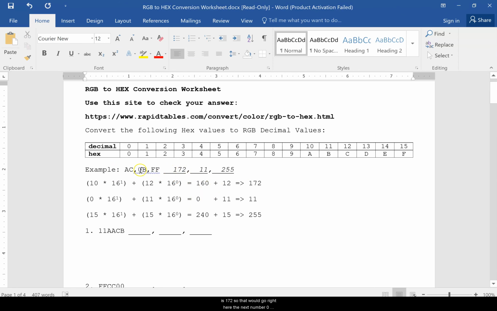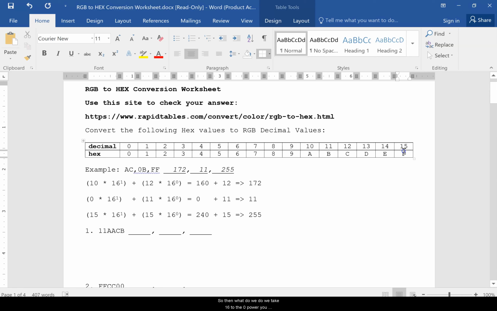The next number is 0 and B. Well, B is represented by an 11, so 11 times 16 to the 0 power, and then you have 0 times 16 to the first, so 0 times anything is 0, and then you got 11, so you got 11 right there. And then finally, we have FF, which would be 15 right here. So we take 16 to the 0 power times 15, and you add 16 to the first power times 15. So 240 plus 15 is 255.